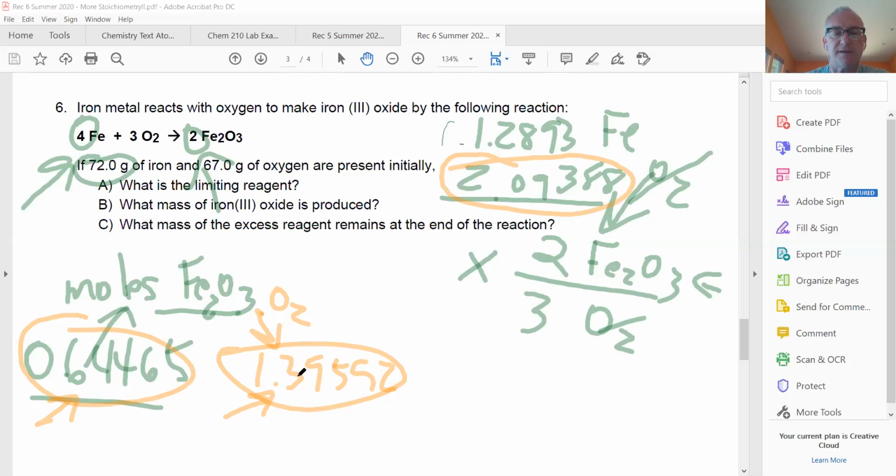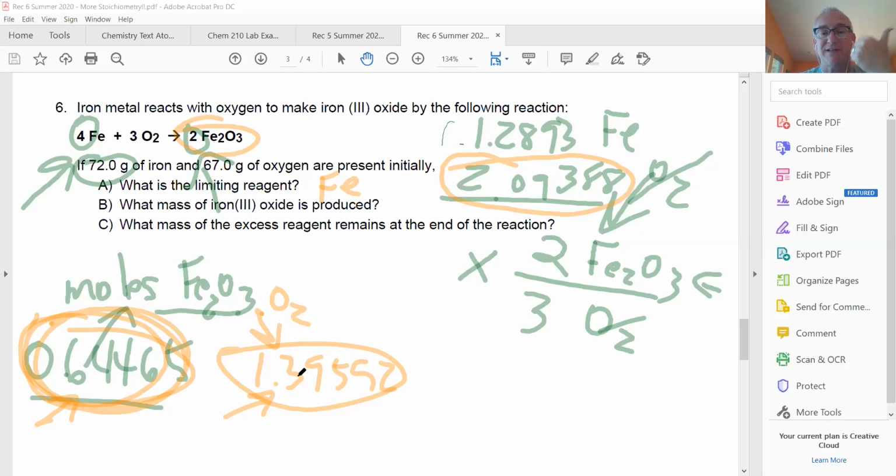Yeah, so I'm limited by the iron. Correct. So our limiting reagent is iron. And the mass of iron oxide that's produced, we can do an easy calculation because we know how many moles are going to be produced. It's this many. So we just convert that to grams by multiplying with the molar mass of Fe2O3 and figure out the mass.